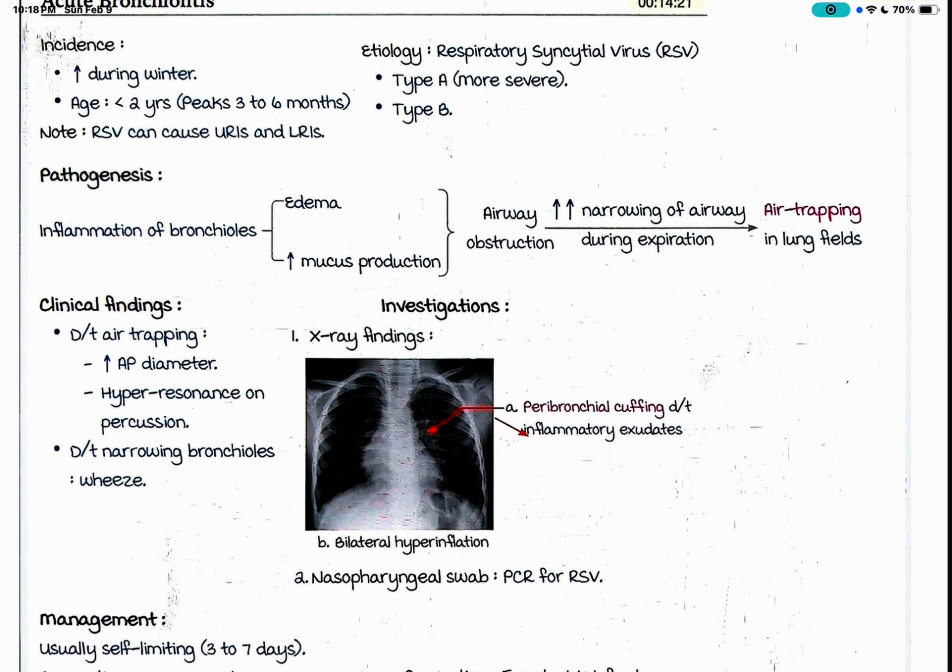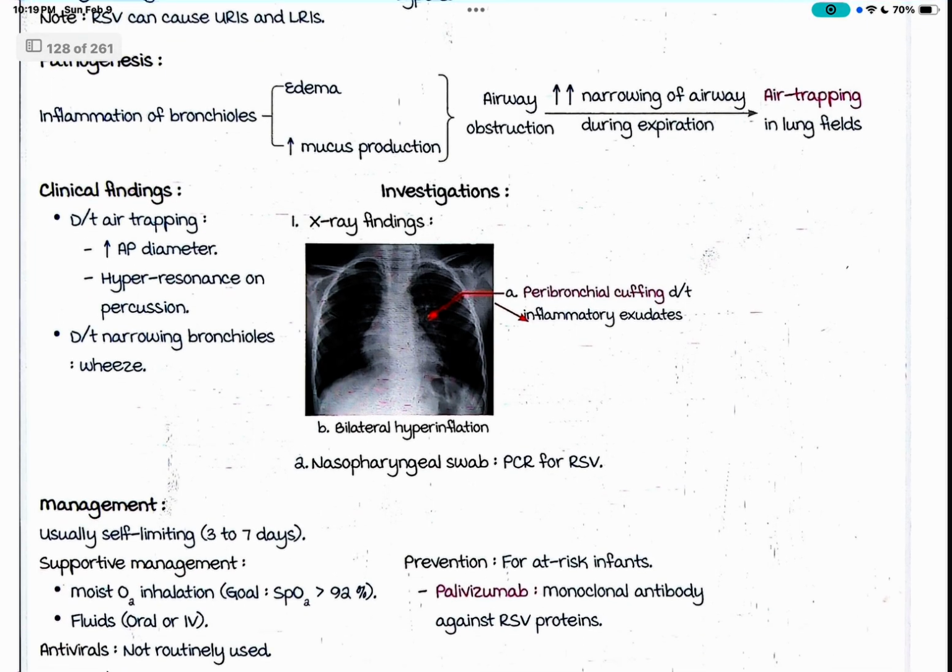Pathogenesis: inflammation of bronchioles, edema and increased mucus production, airway obstruction, increased narrowing of airway during expiration, air trapping and lung fields hyperinflated. Clinical findings: due to air trapping, there is an increase in anterior posterior diameter and hyperresonance on percussion. Due to narrowing of bronchioles, you have wheezing.